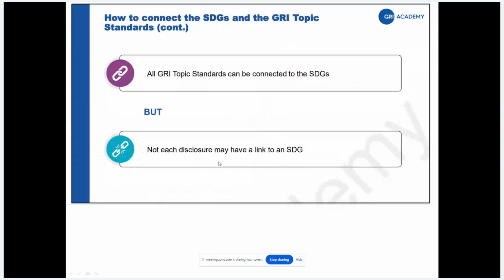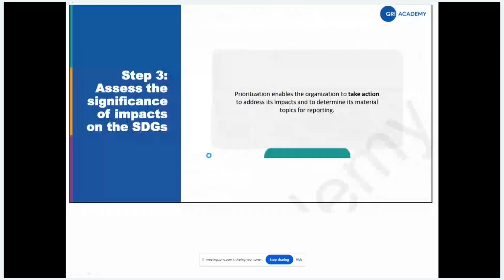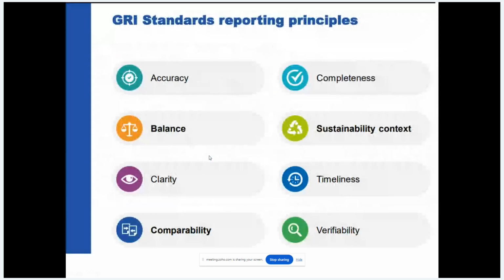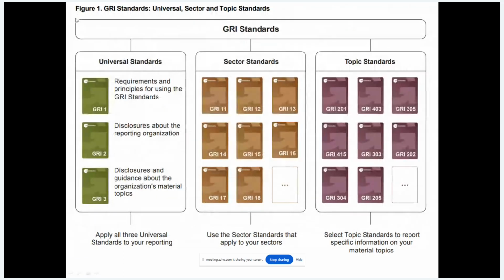Let me go back. So this is the architecture of GRI reporting. These are GRI standards. You have universal standards, sector standards, and topic standards. These include requirements and principles for using GRI standards, disclosures about the reporting organization, then disclosure and guidance about the organization's material topics. If you are using the GRI framework for reporting your sustainability, all these requirements have to be fulfilled in your report.